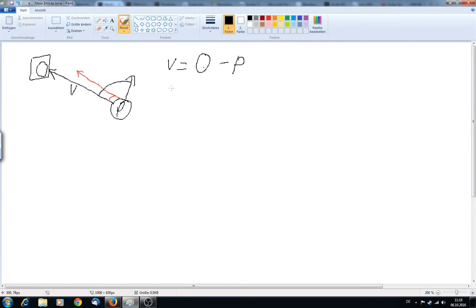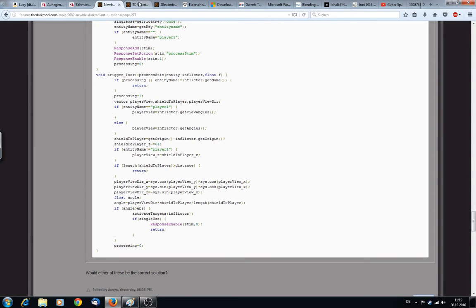The image I draw here is obviously 2-dimensional because it would be a little confusing and hard for me to draw in 3 dimensions. But in the end, in the game, you have to do it in 3D, but it's roughly the same. Now the question is how we get the viewing direction of the player, and the problem is that there's no script function that really returns the viewing direction, but only the viewing angles.